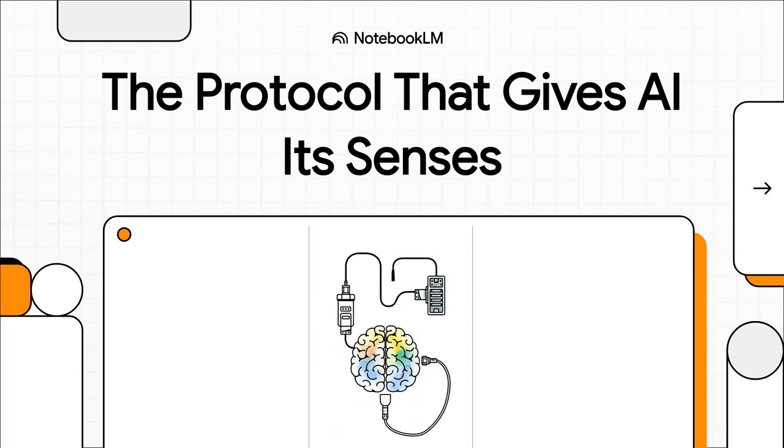All right, so we hear it all the time, right? AI is changing everything. But what if the most powerful AIs out there are kind of stuck? Like they're these brilliant brains in a jar, but they don't have any eyes or ears or hands. Today, we're going to look at the protocol that's designed to give AI its senses and really unlock its power to interact with the world.